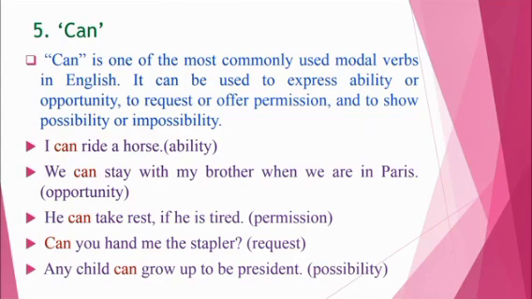I can ride a horse. This sentence refers to ability. The next example sentence is: We can stay with my brother when we are in Paris. This sentence indicates opportunity. The next example sentence is: He can take rest if he is tired. This sentence refers to permission.